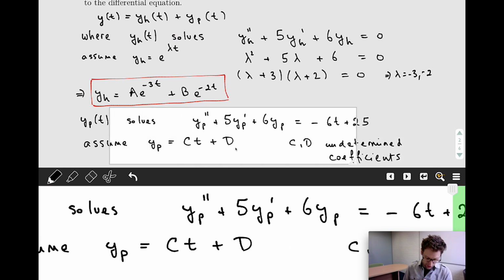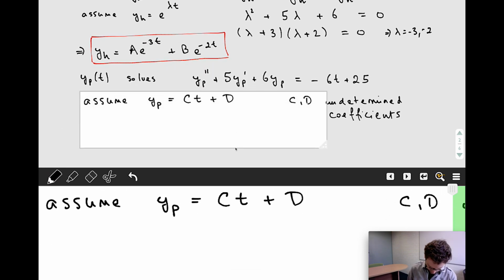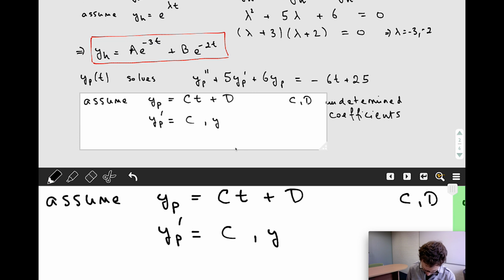So I'm making an educated guess about the form of the solution with some unknown coefficients that I'm going to figure out by subbing in. So let's try that. Let's see if it works. I'm going to have to calculate the first and second derivatives of yp. So yp prime is just equal to c. Yp double prime is just equal to 0.